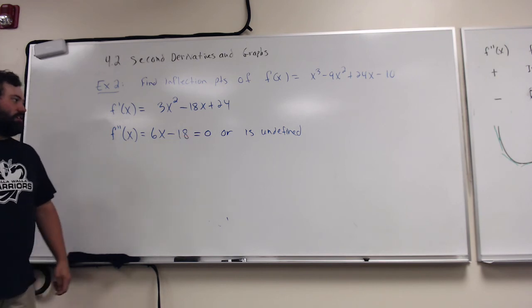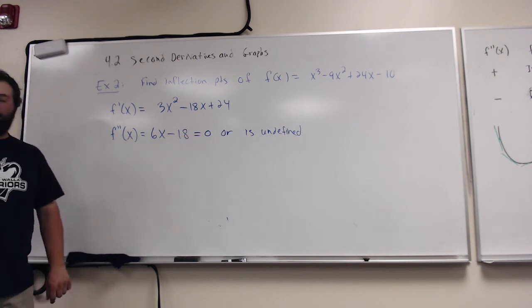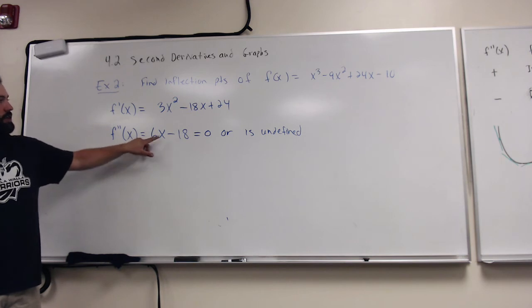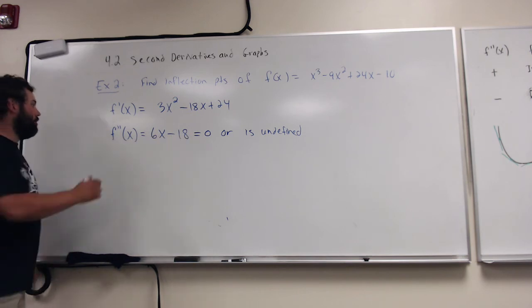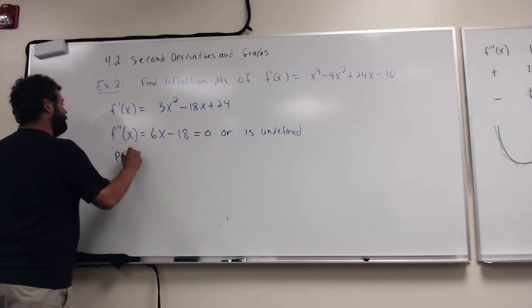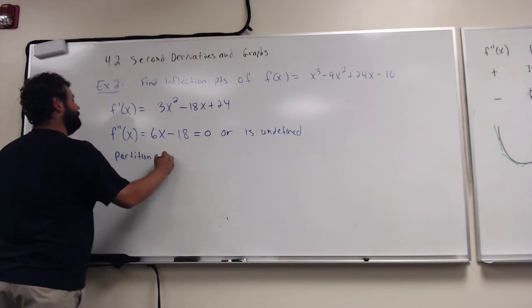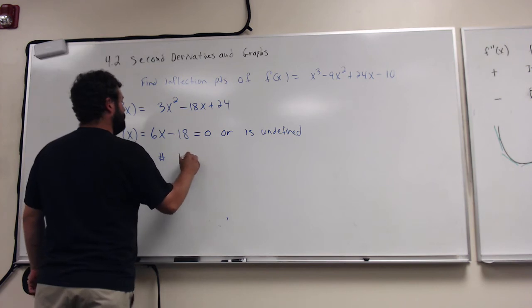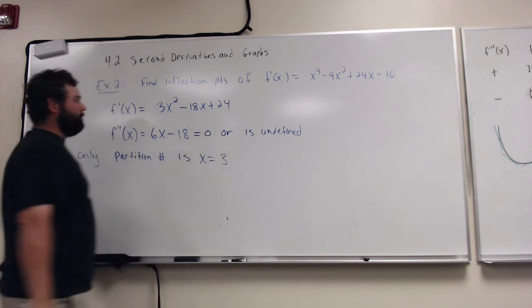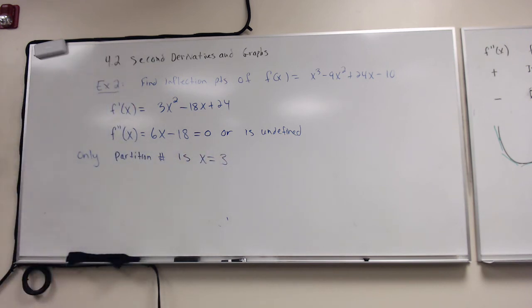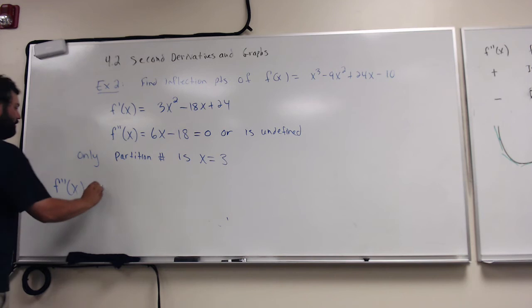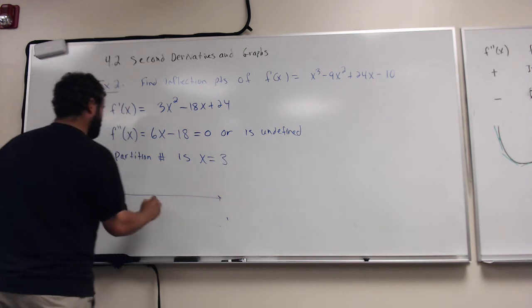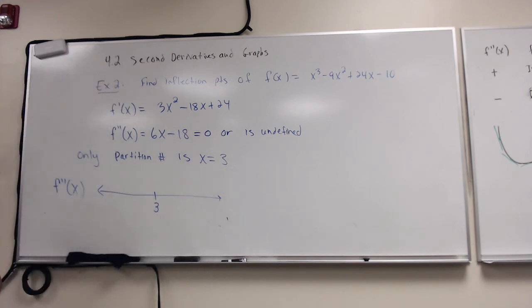And then can anybody just look and see what it is? Yeah, right? What do I have to multiply by 6 to get 18 and make a 0? So the partition number, in fact, I'll write the only partition number is x equals 3. So that is possibly a place where the concavity is going to change. So you can make your sign chart now for the second derivative. I'll put positive 3 on here.